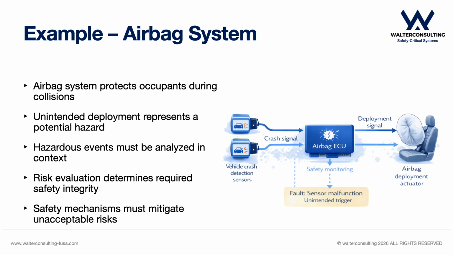Let's look at a simplified example. Consider an airbag system. The purpose of the system is to protect vehicle occupants during a collision. However, one potential hazard could be unintended airbag deployment. If the airbag deploys unexpectedly while driving, it could startle the driver or cause loss of vehicle control.